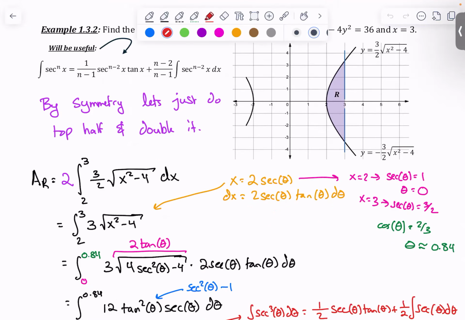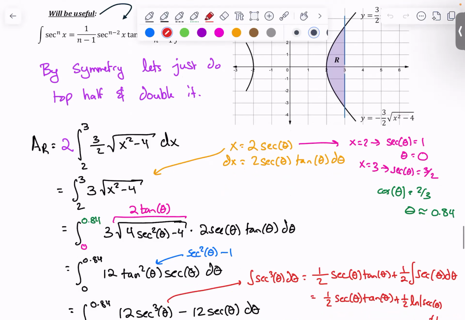We make x equal to 2 secant theta, which means that dx is equal to 2 secant theta tangent theta. And then I decided to change the bounds. But I guess you could wait till the end to do it and switch it back in terms of x. But if you're going to change the bounds, when you use x equals 3, you're going to get secant of theta is equal to 3/2. Now, our calculator does not have a button for secant inverse. So you have to realize that secant of theta equaling 3/2 is the same thing as saying cosine of theta equals 2/3, which means that theta is equal to cosine inverse of that, which is approximately 0.84.